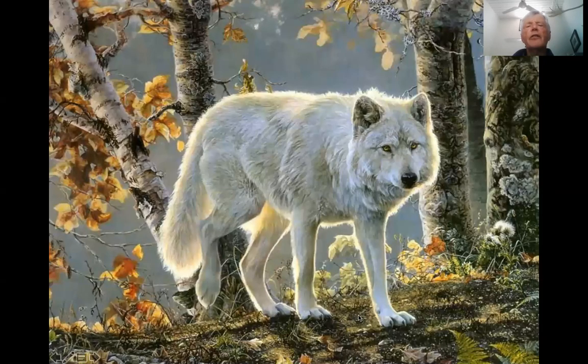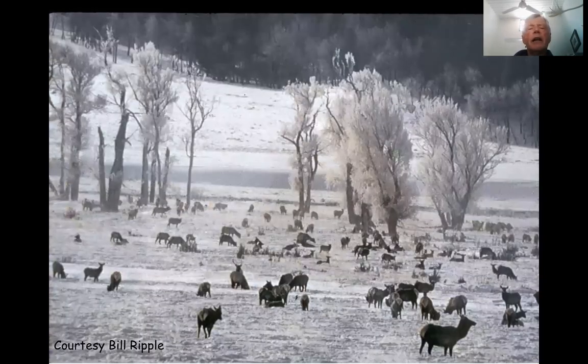There's a wolf. This is an interesting picture. A lot of the wolves in Yellowstone are white or black, and most of them are white. And this is one of the white color phase wolves. And here's a picture that was taken somewhere in Wyoming during the winter in an area where the wolves had not recovered. And these are elk, and these are aspen.